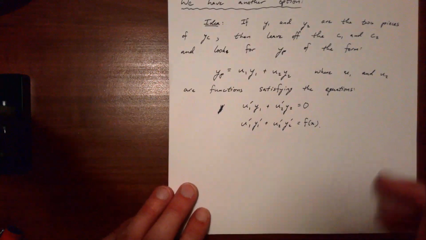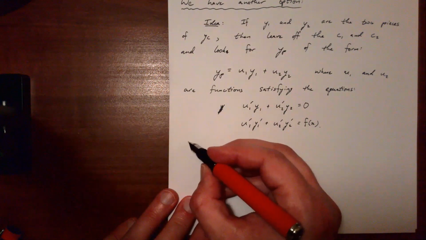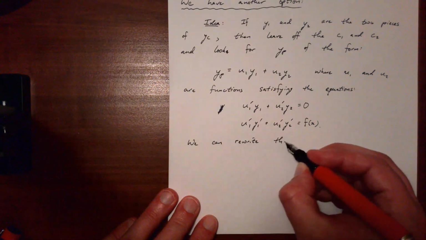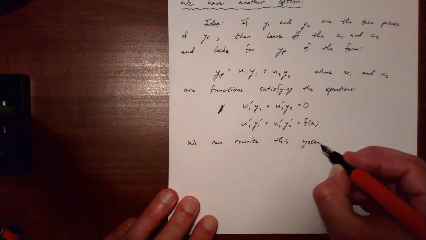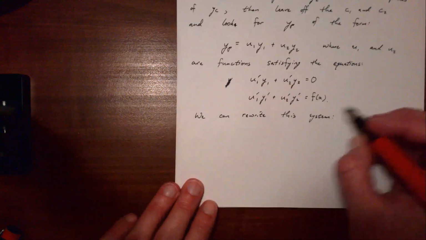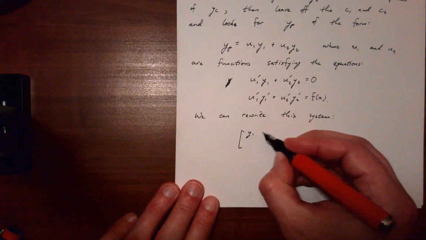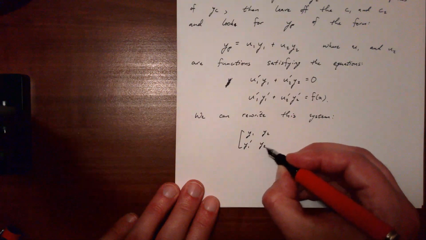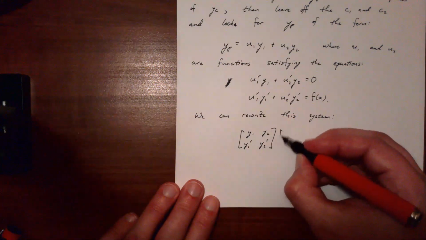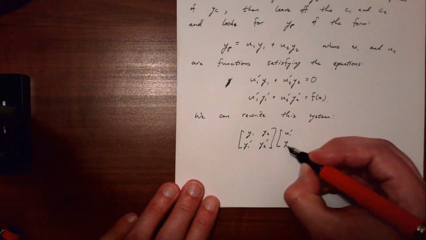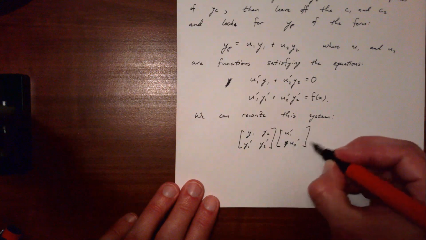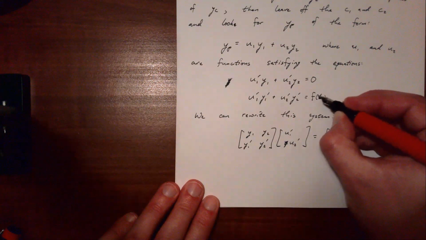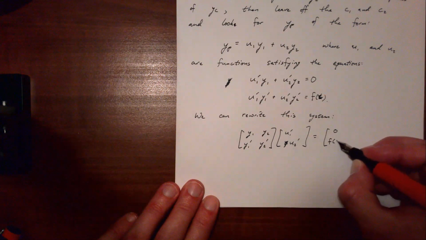Now then, we can rewrite the system as the matrix with rows y1, y2 and y1 prime, y2 prime, times the vector u1 prime, u2 prime, and that would equal the vector 0 and f of t.